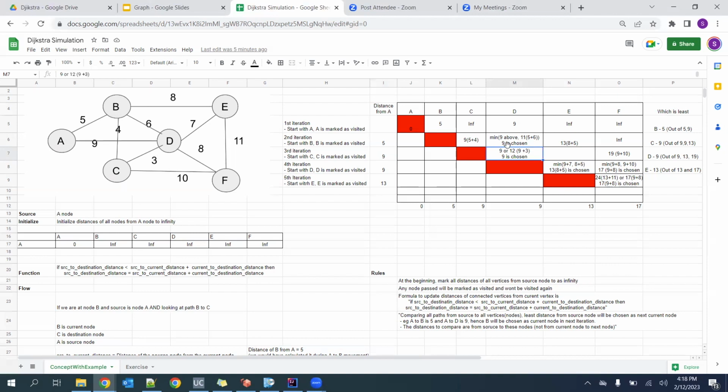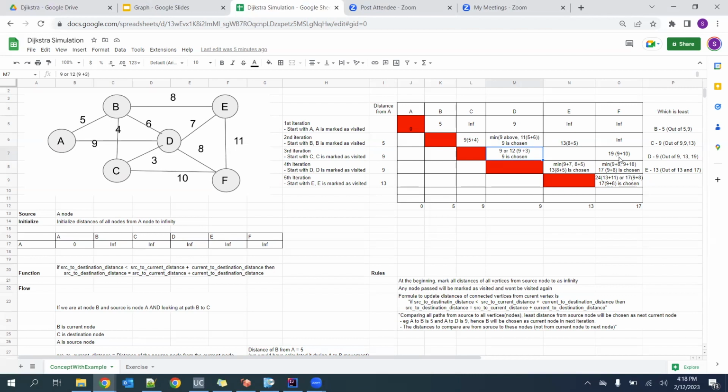Now this 12, we already have a value at node D. The A to D distance was 9 already. Now when we go from C to D it becomes 12. So what is the minimum between 9 and 12? It is 9. So I'll keep 9 as is, because we know the distance from source to D is 9. There is no connection between C and E, so I'll keep that the same.